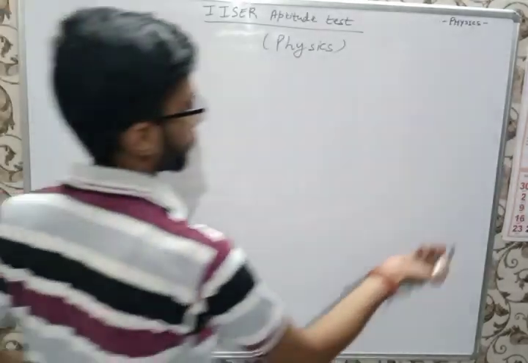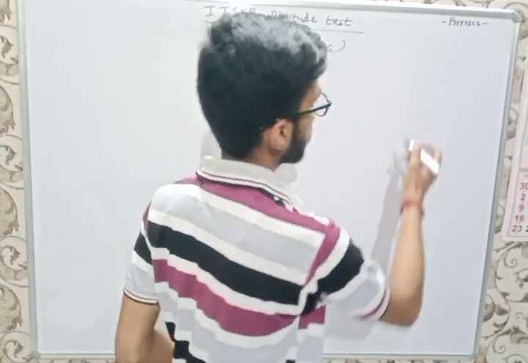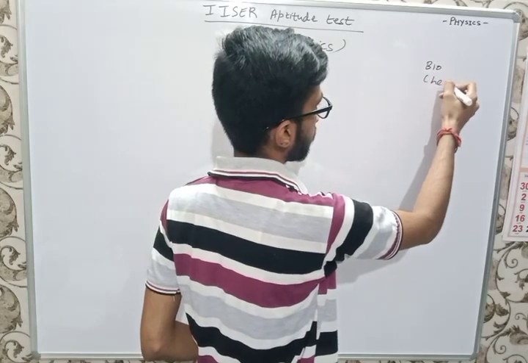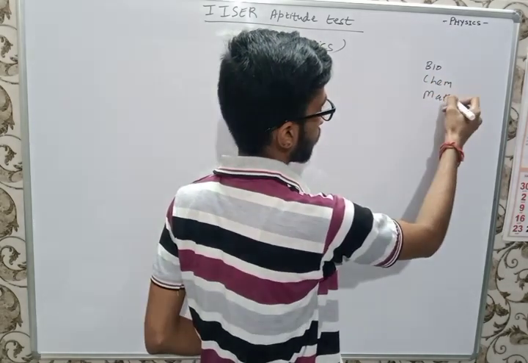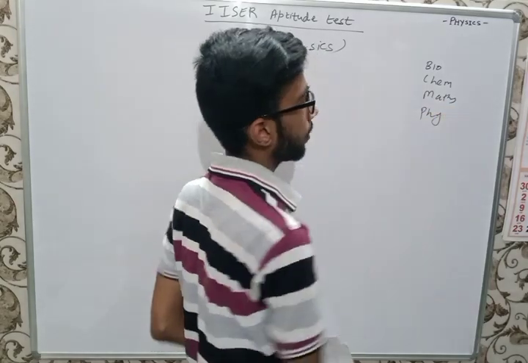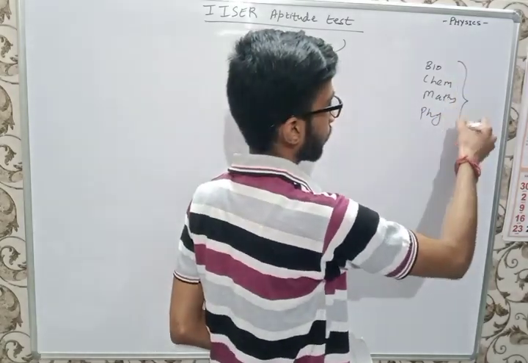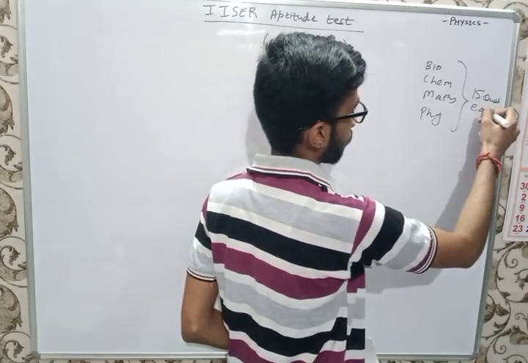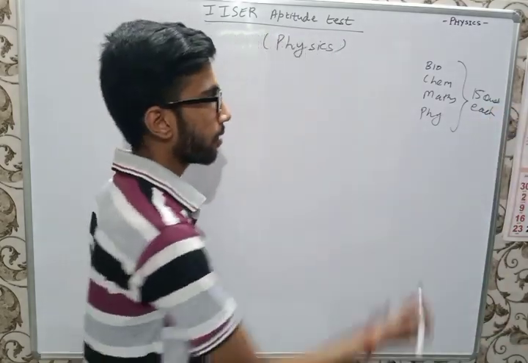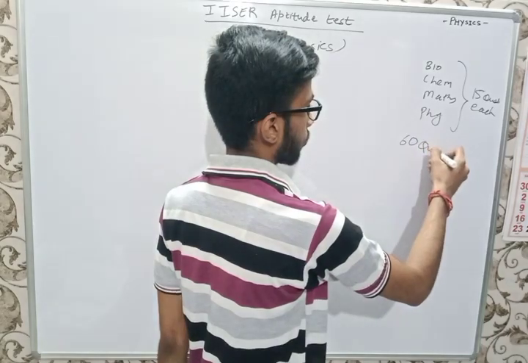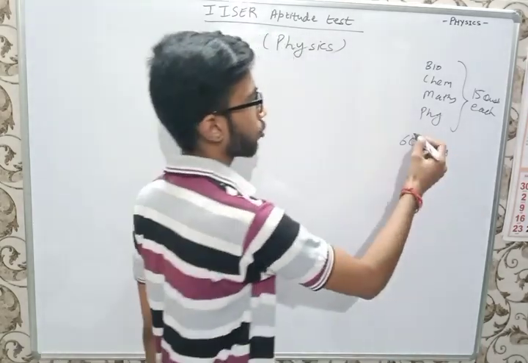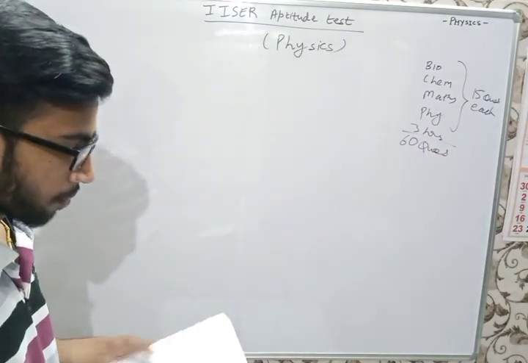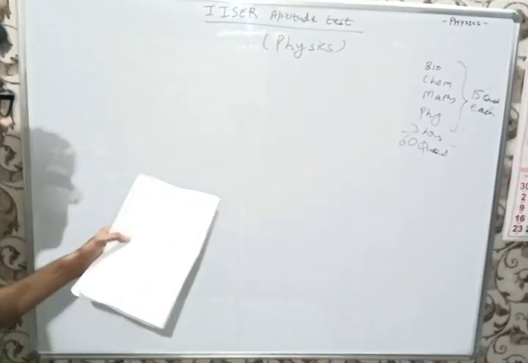Actually, there are four sections in ISA Aptitude Test. First is bio, second is chem, third is mathematics, and fourth is physics. There are 15 questions from each section, so there are 60 questions total, and you have to solve these questions in 3 hours. So without wasting the time, I will start. First question is question number 46.